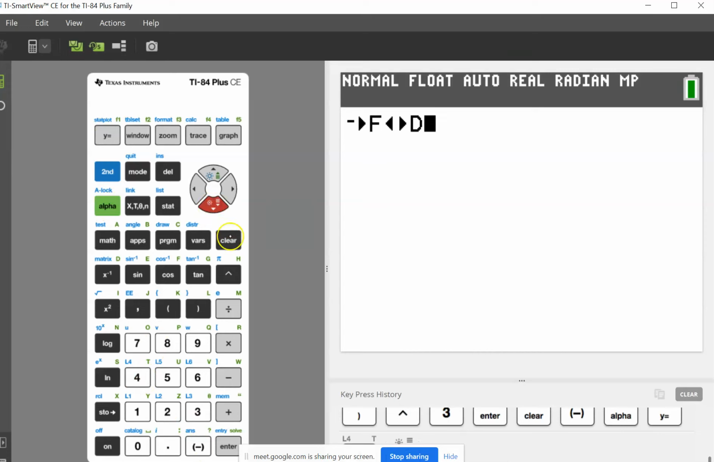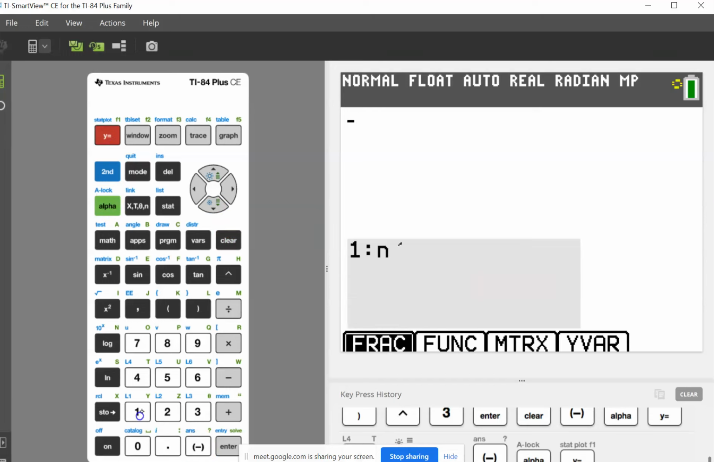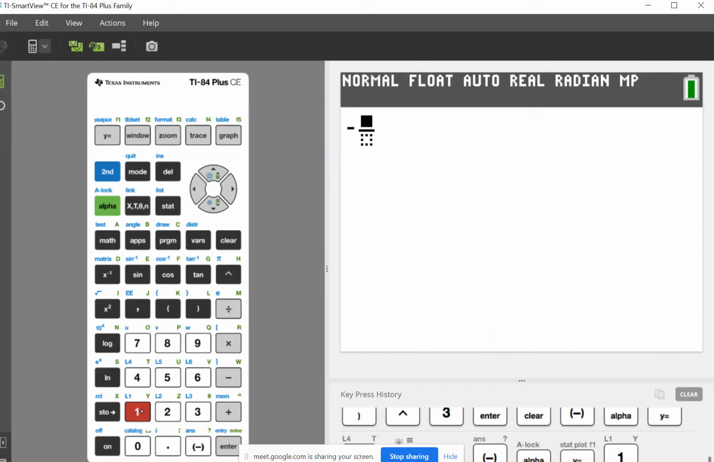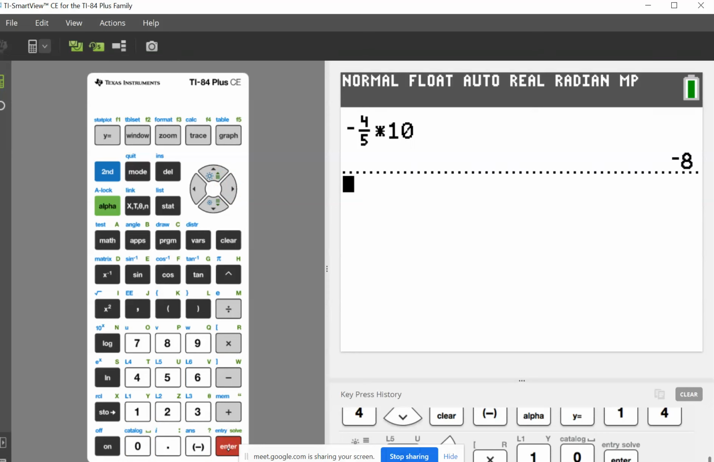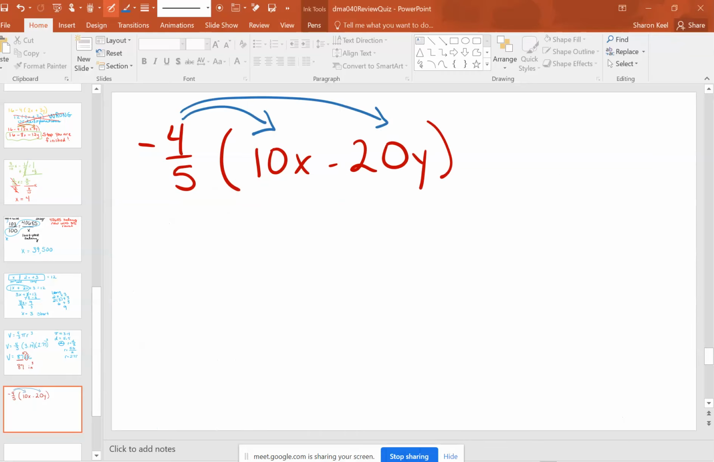Oh, wait a minute. Hit the wrong key. Hold on. Let me try that again. Okay. So negative 4/5, and then it's just times 10. That gives us a negative 8. Okay. So we have negative 8x.